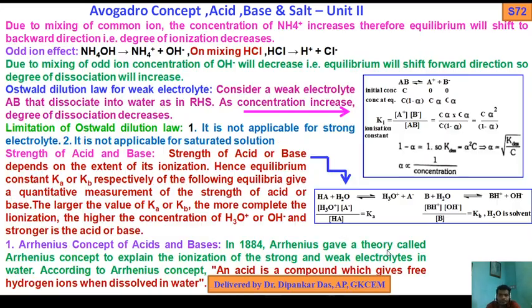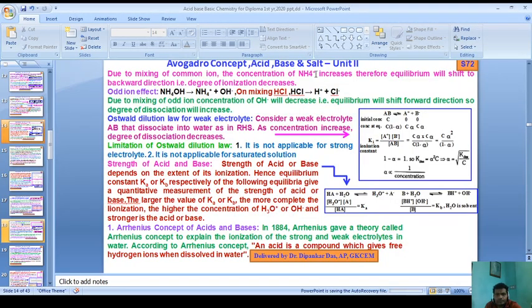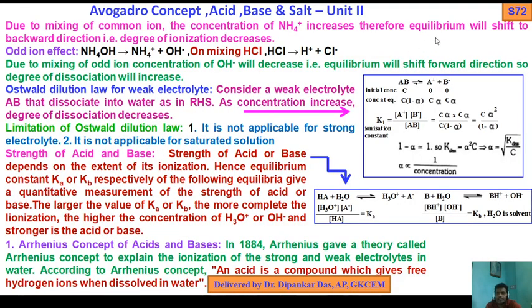Due to mixing of common ion, the concentration of NH4 plus increases, therefore equilibrium will shift to the backward direction, that is, degree of ionization decreases.